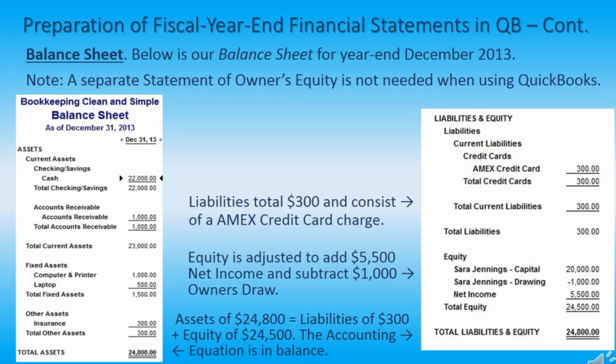Our assets total $24,800. Our liabilities total $300 and consist of an Amex credit card charge. Our equity is adjusted to add the net income of $5,500 and to subtract the owner's draw of $1,000. Therefore, the accounting equation remains in balance as our assets total $24,800, which equals our liabilities of $300 plus our equity of $24,500. Everything is in balance. To compare with our manual system, on the next slide we include the balance sheet from our T accounts exercise. And they're also included in your handout for side-by-side comparison.